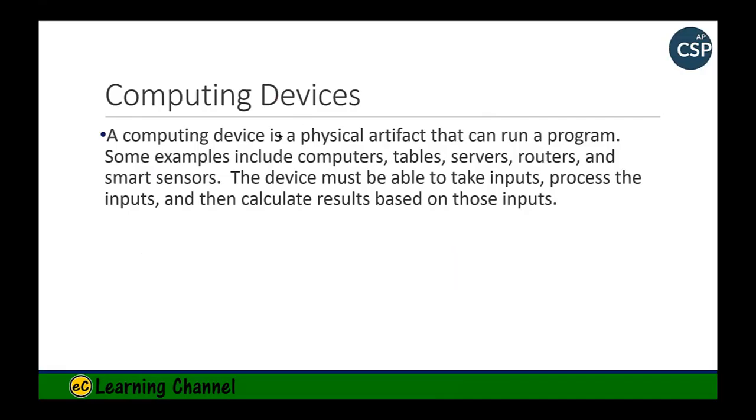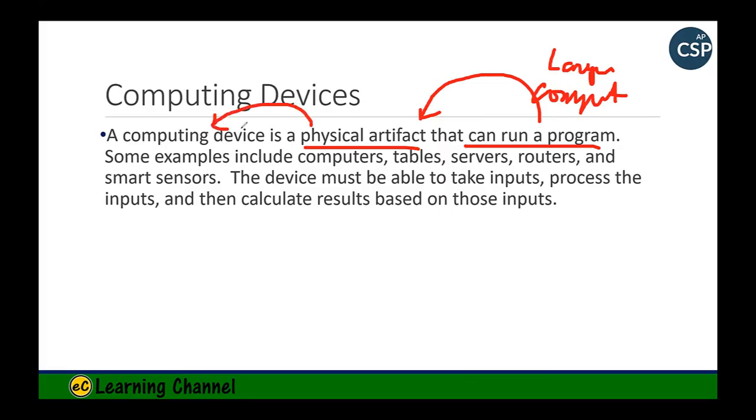So first is the computing device. A computing device is a physical artifact that can run a program. A program is a mathematical model or a set of computations. You use your programming language to model a physical phenomenon, and that is actually put onto your computing device.